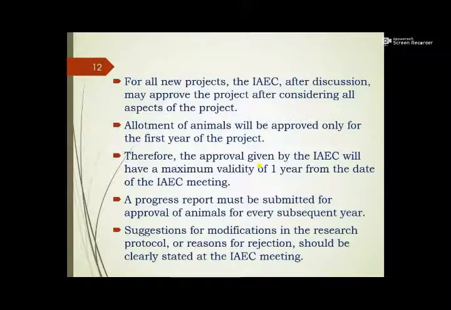Okay. Suggestions for modification in the research protocol or reasons for rejection should be clearly stated at the IAC meeting. So the meeting decision may be approval of the protocol, or modification, or rejection of the protocol. The reason behind the modification and rejection should be clearly mentioned by the IAC meeting.